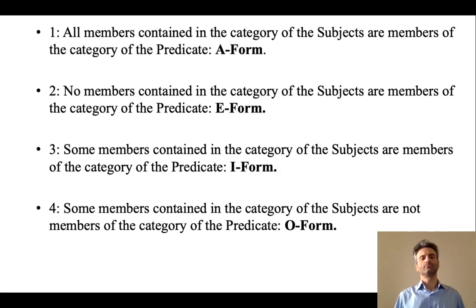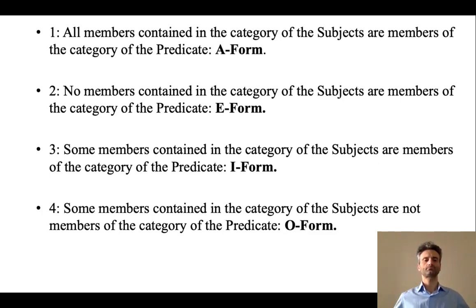The second way that I can connect these two categories is by saying that no members — this is not actually a connection, it's a disconnection — because the E form says that no members of the class of blonde people are also members of the class of beautiful things. The I form is the third form. That states that some members of the class of blonde people are also members of the class of beautiful people.